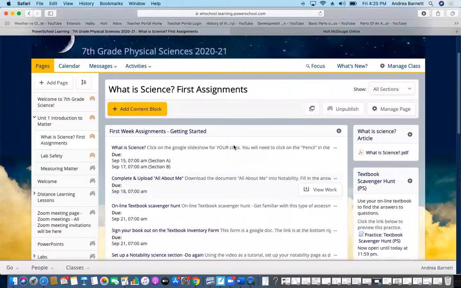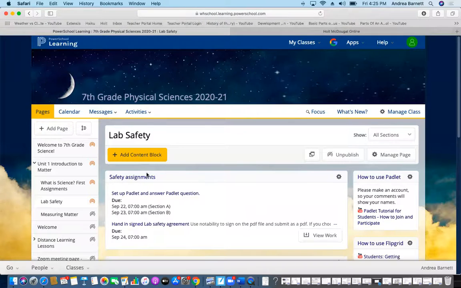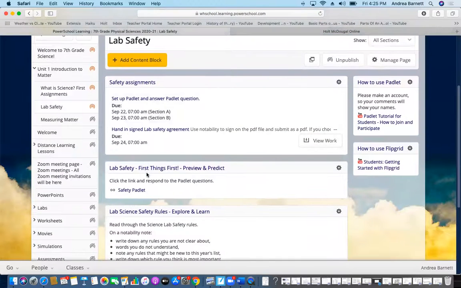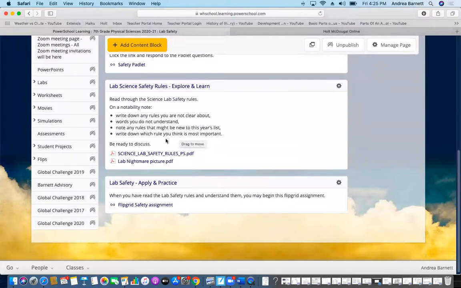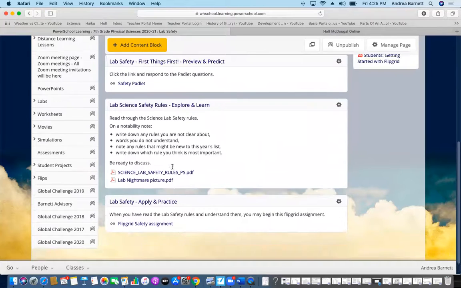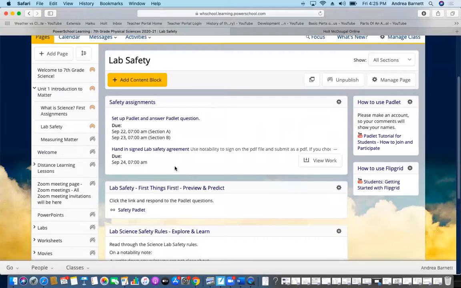The next unit is lab safety, which we have started already, and your students are working on mastering lab safety. Again, an assignment block, and then the assignments in a preview and predict cadence, along with explore and learn, and then apply and practice, and finally assess is the cadence that we'll be using in the class.